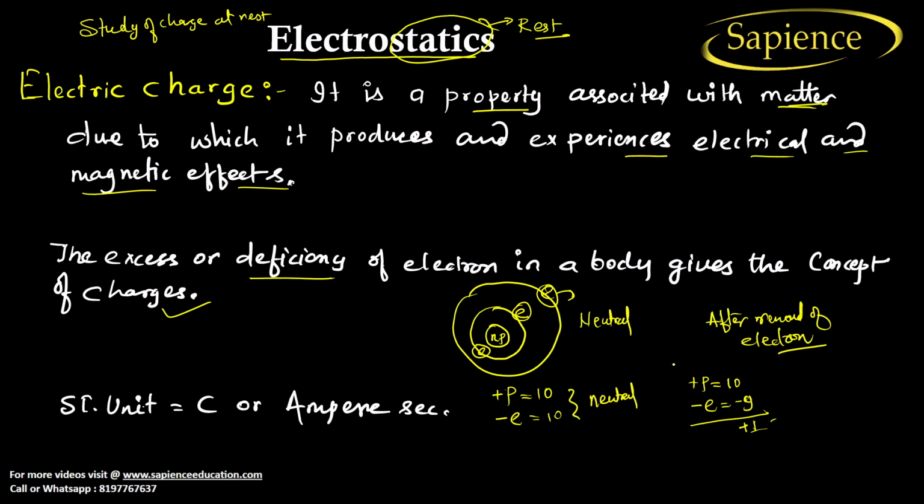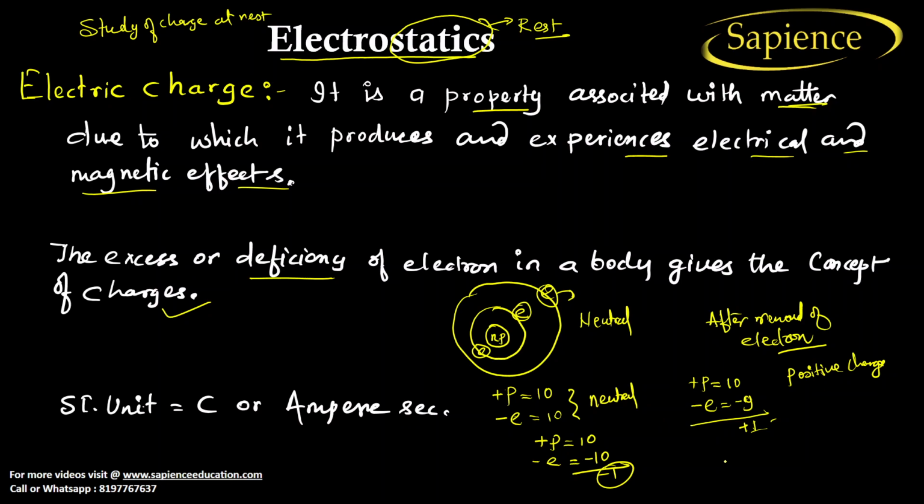So when you remove an electron from an atom, it becomes a positive charge. I hope you have understood. Now let us suppose I add an extra electron, so what will happen? The plus charge of protons will remain fixed at 10, and if you add an extra electron, the minus charge will be minus 11. So overall this will be minus 1. So there is a negative charge when you give an extra electron to an atom.